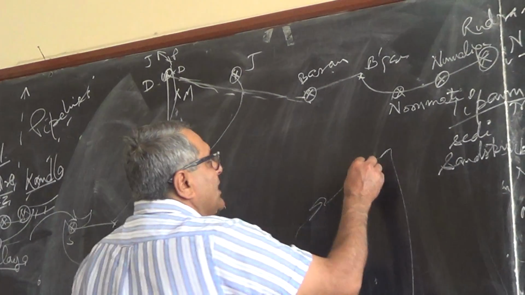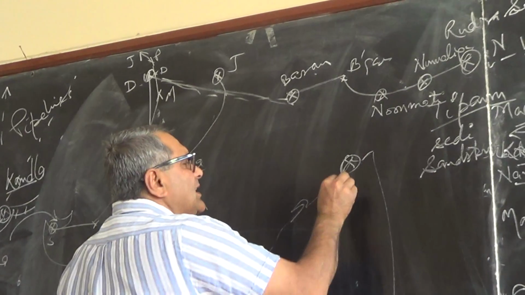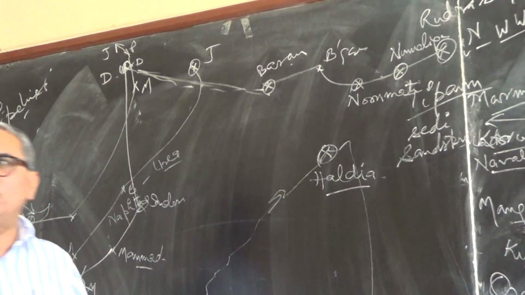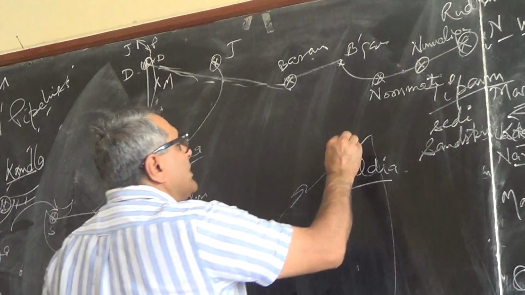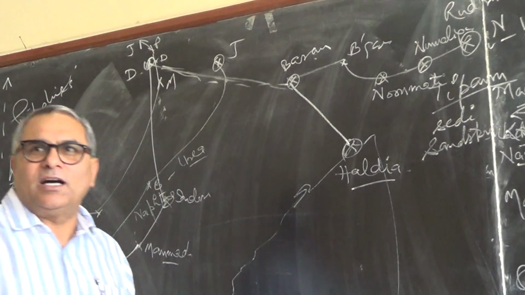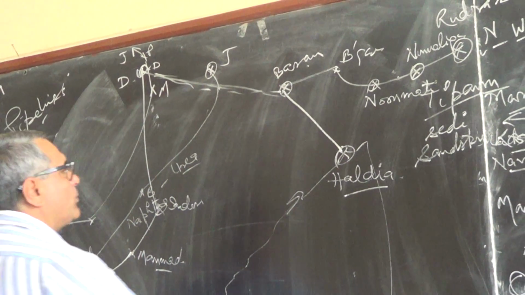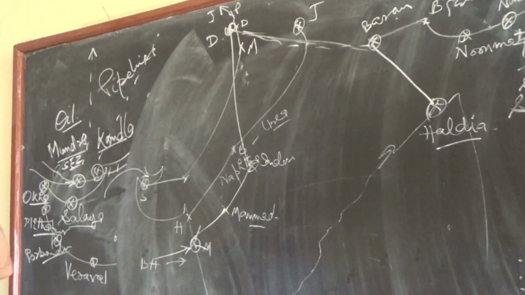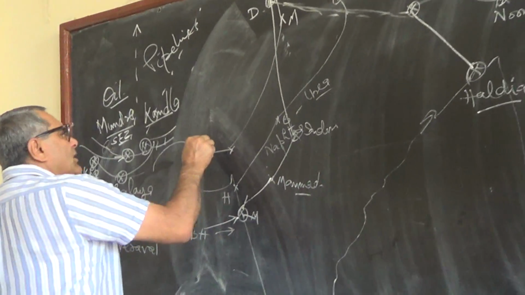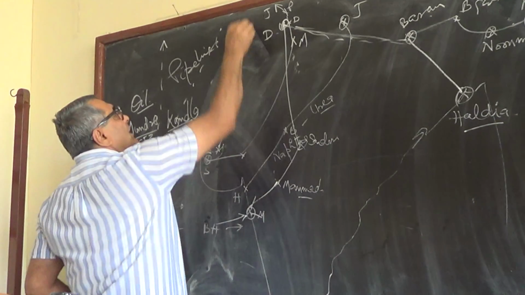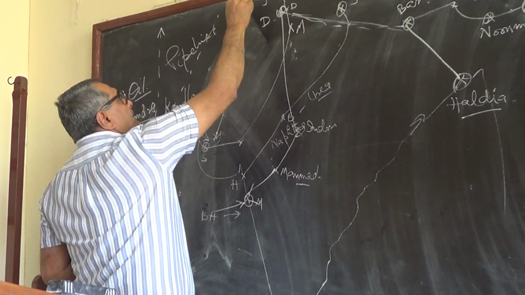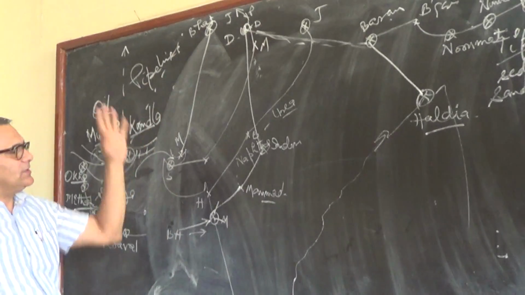Then we have Haldia, the refinery. Haldia is the port in West Bengal. Then we constructed a special pipeline from Barauni to Haldia. Now you can see from both these sides we have the supply of the oil products. Then from Mundra we have the pipeline, Mundra to Bhatinda. Mundra Bhatinda pipeline. See the network.